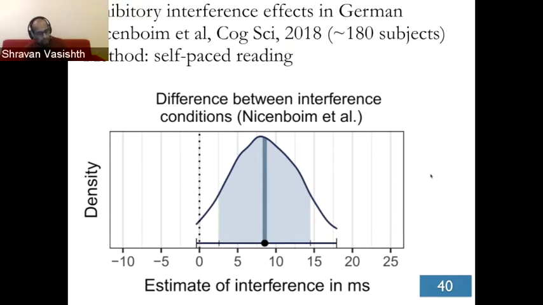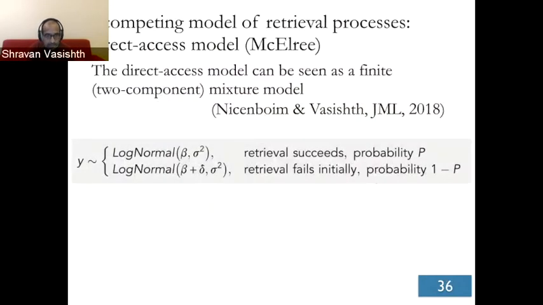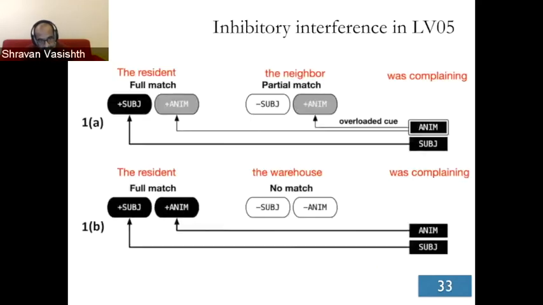Okay? So what we were interested in doing now was to evaluate the predictions of the Lewis-Vasishth model against this observed data. But we wanted to go a little further than that. What we wanted to do was also compare the predictions of a competing model of retrieval processes that we could pit against the Lewis-Vasishth model. And it turns out that there is such a model out there. And this model is the McElree model called the direct access model.